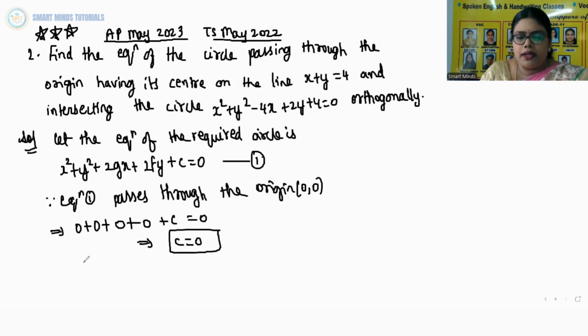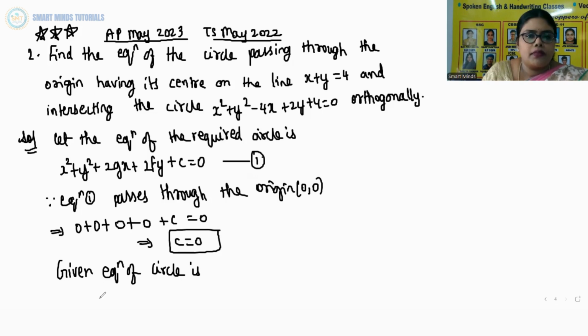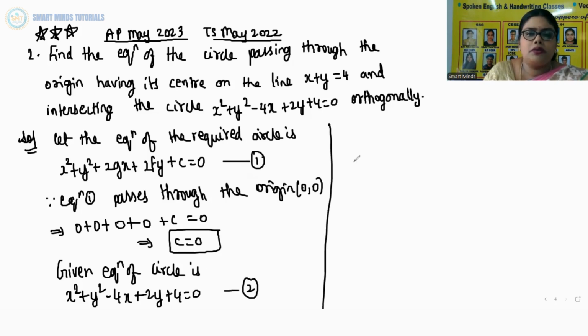Now after that, what is the given circle equation? Given equation of circle is x square plus y square minus 4x plus 2y plus 4 is equal to 0. Let's say this is equation number 2.